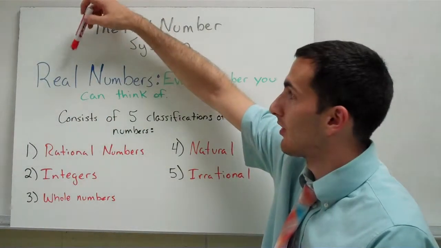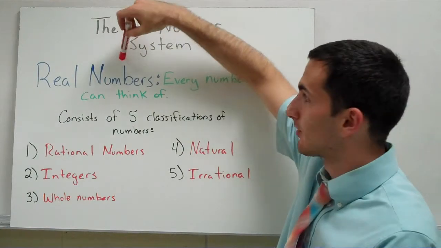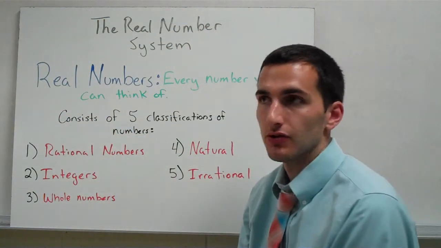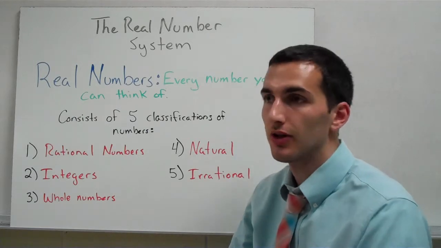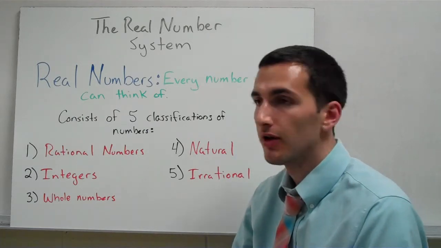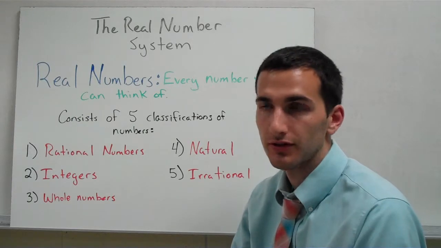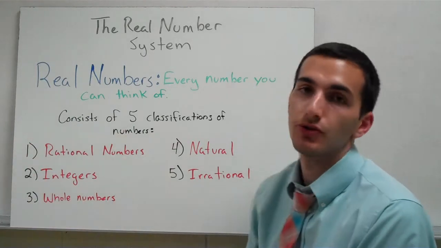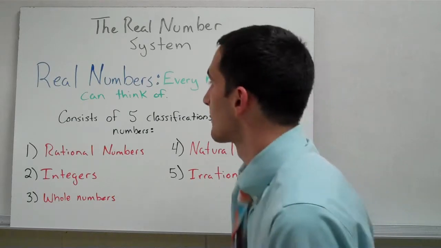First thing you need to know is that all numbers are real numbers. So a real number is every number that you can think of. So 45 is a real number. The square root of 32 is a real number. 457,467 divided by 26 is a real number. Every number you can think of is a real number.